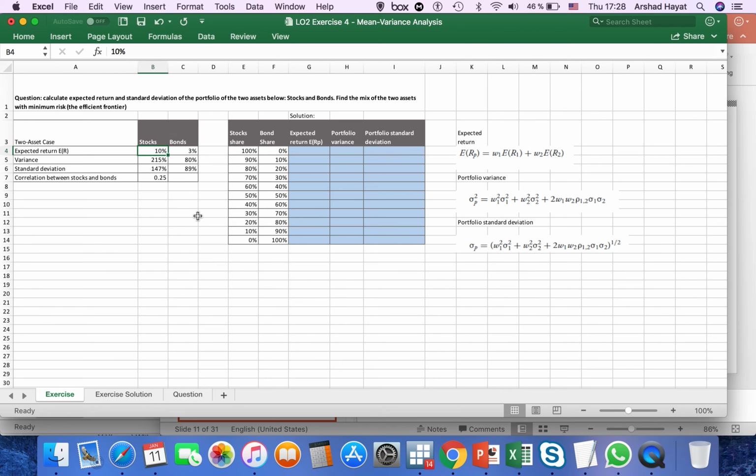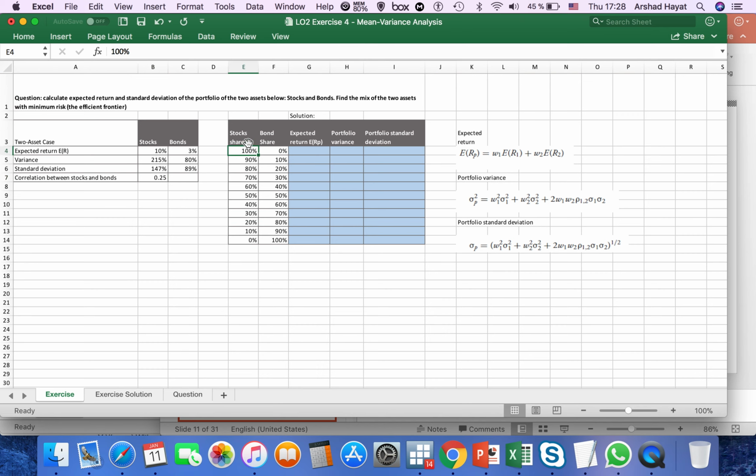The expected returns are given. The expected return on stocks is 10%, while the expected return on bonds is 3%. The variance of stocks is 215%, while the variance of bonds is 80%. Standard deviation for stocks is 147%, while for bonds it is 89%. The correlation between stocks and bonds is 0.25%. Now let's have a look at what the task is.